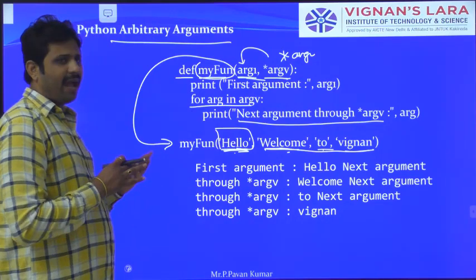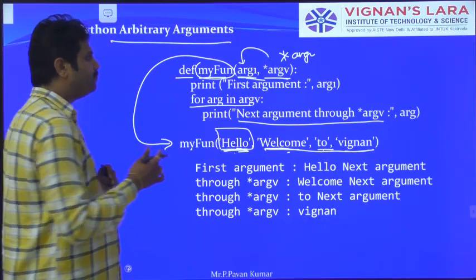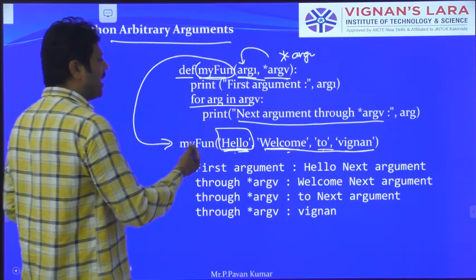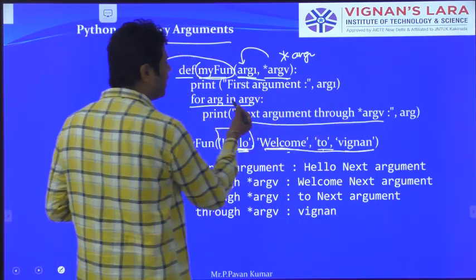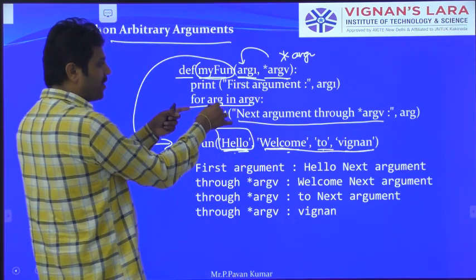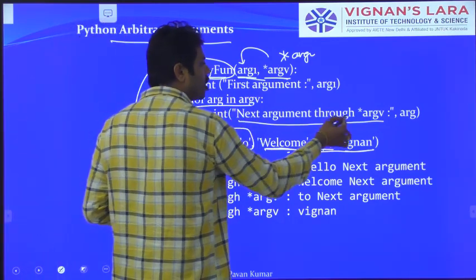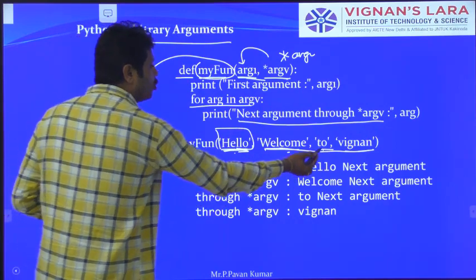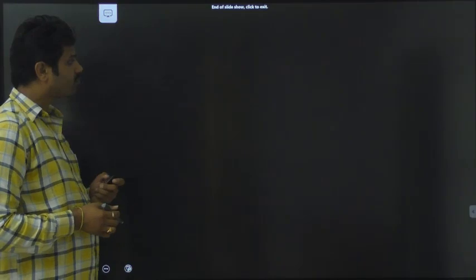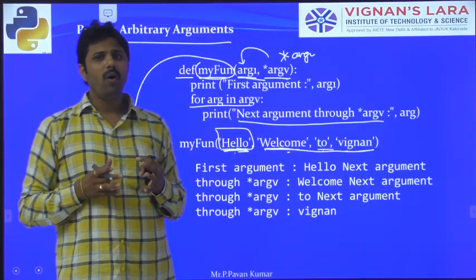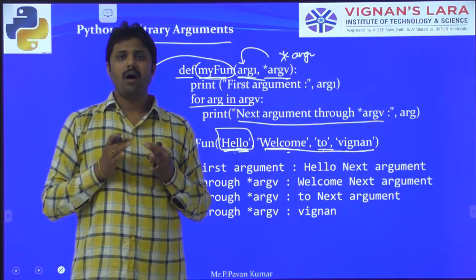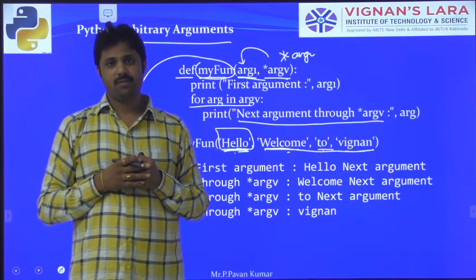From here it is common. Argb means first argument equals hello. Next argument through argb is welcome. Again the for loop iterates. Observe the for loop. Next argument through argb is to. Next again Vignan. Like this we can pass multiple arguments to a function. Thank you.